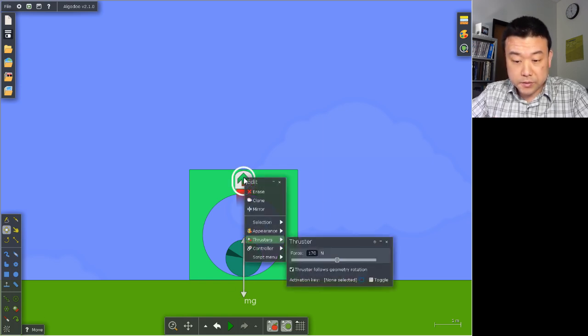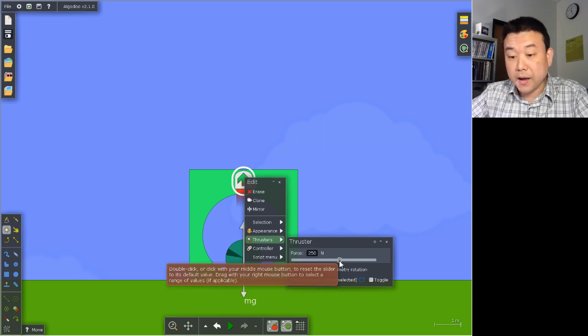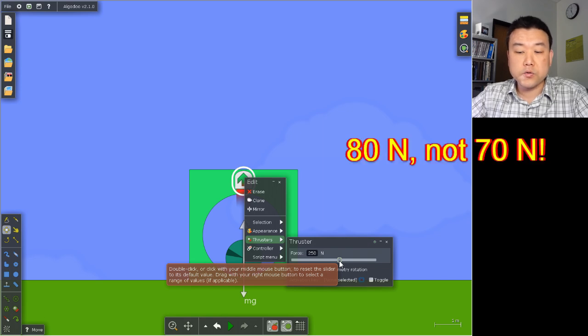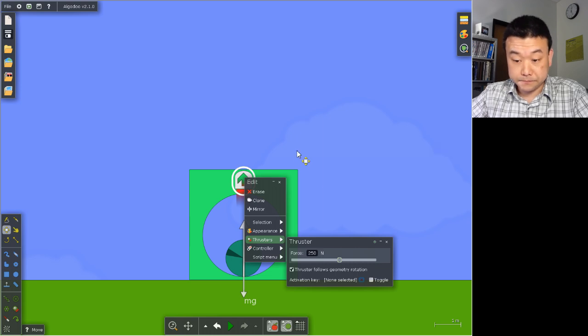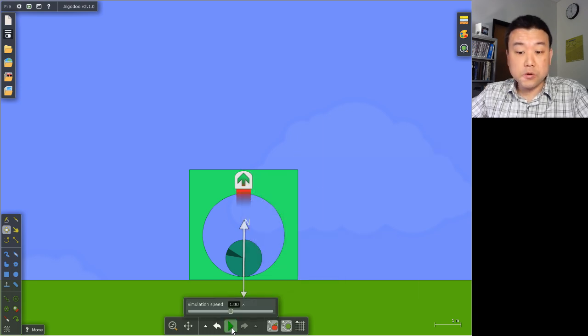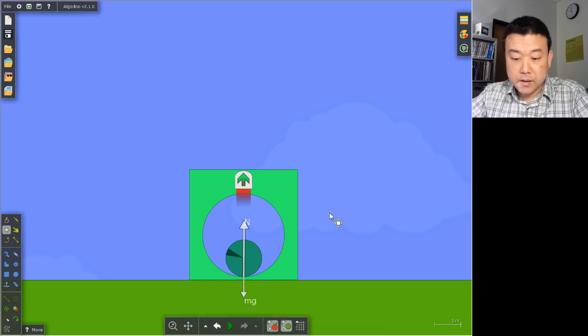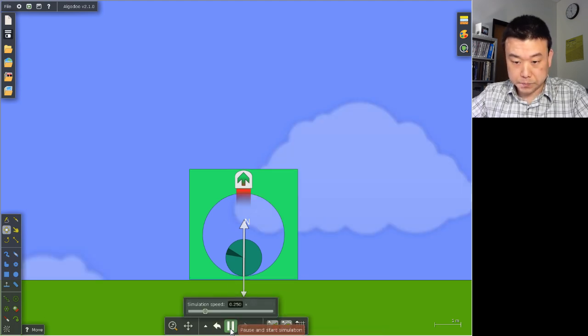So let me increase that drastically. I think I can actually see it here. Okay, so I'm going to apply 250 newtons. That means there's going to be about 70 newtons of extra force to push everything upward. All right, and let me slow down the simulation speed so that I have more time to talk. And as I run the simulation, watch.